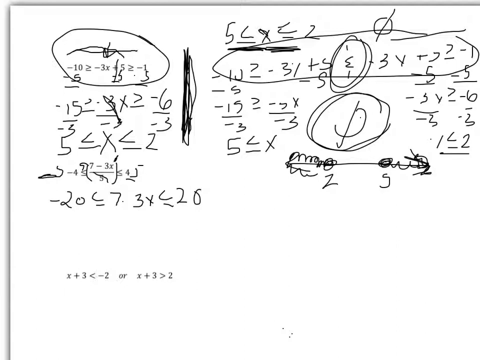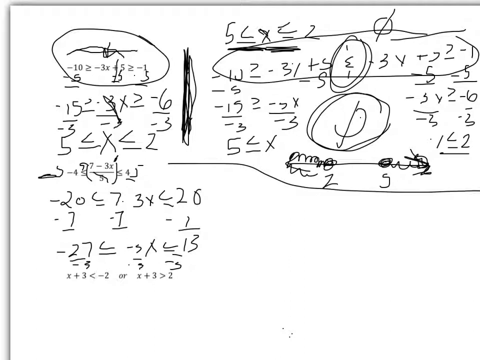Get rid of the 7, so subtract 7. So it gives us negative 27 is less than or equal to negative 3x, which is less than or equal to 13. Then once again, we're dividing everything by negative 3. So dividing by negative 3, we have to flip all of these signs. So do that right there.